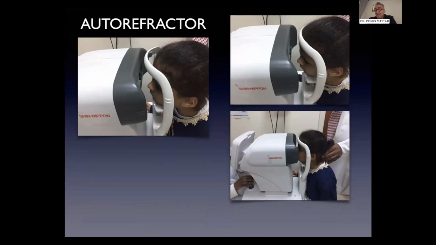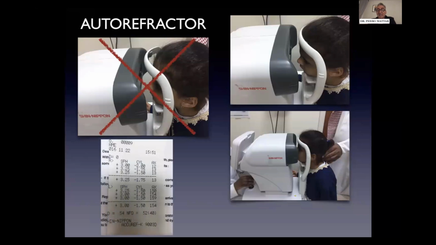There are offices that don't have the handheld and we have to use the one that is on the stand. It is very, very important when we use a stand autorefractor for the child to have his forehead close to the machine. If the forehead is not close to the machine and it's apart, it will estimate a refractive error that is totally different.